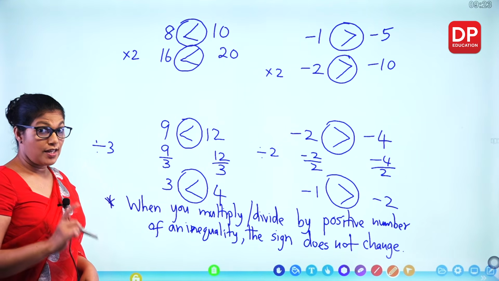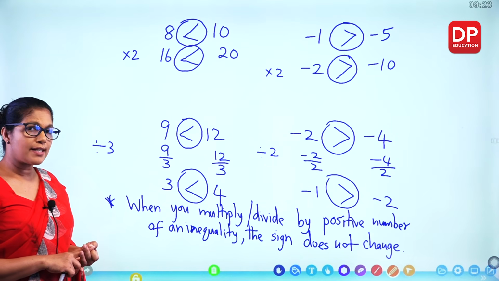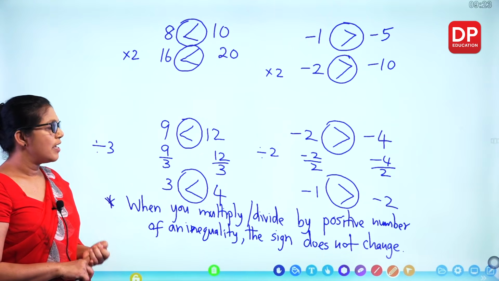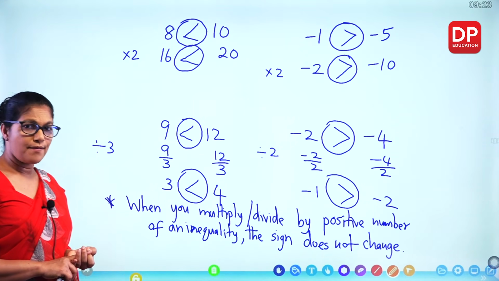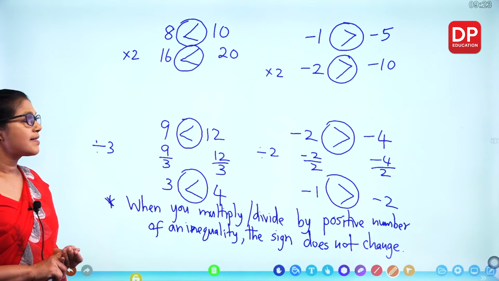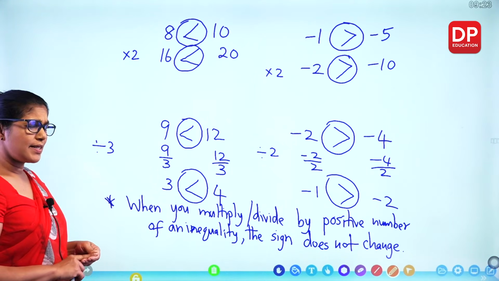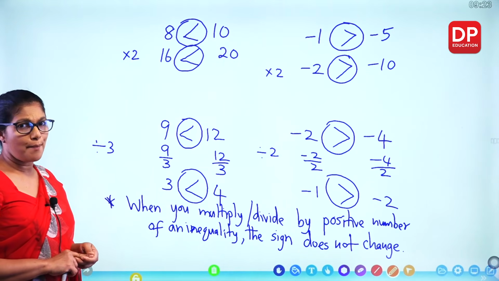So we did two rules now. When you add or subtract a number, the sign of the inequality does not change. When you multiply or divide by a positive number, the sign does not change. Now we'll see what happens when you multiply or divide by a negative number.